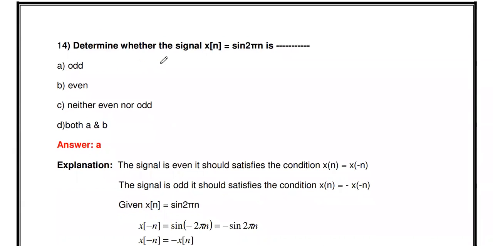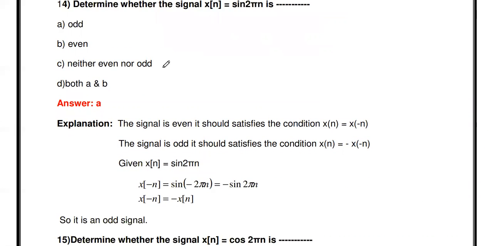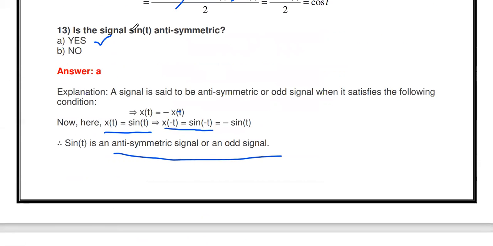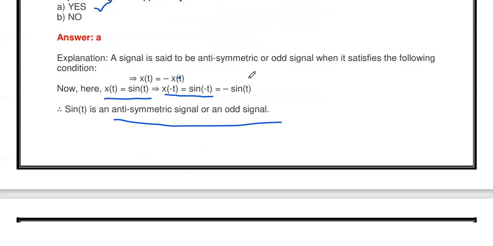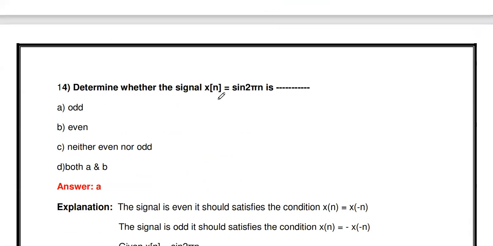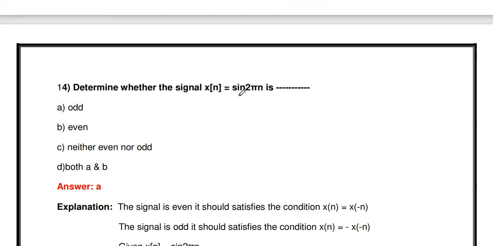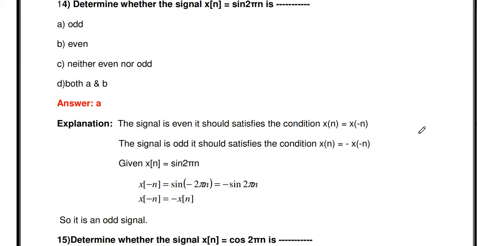So you see, determine whether the signal x of n equals sine 2 pi n is odd, even, neither even nor odd, both a and b. Okay, so already from the previous question we can say that any type of sinusoidal waveform, sine wave of any frequency, is an example of an odd signal. So here it's a discrete sine. Okay, it's not a continuous sine signal, it's a discrete sine. So anyway this is an odd signal only. Okay, so we can verify it using the given condition.